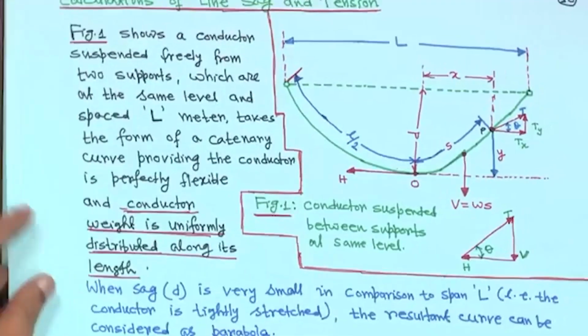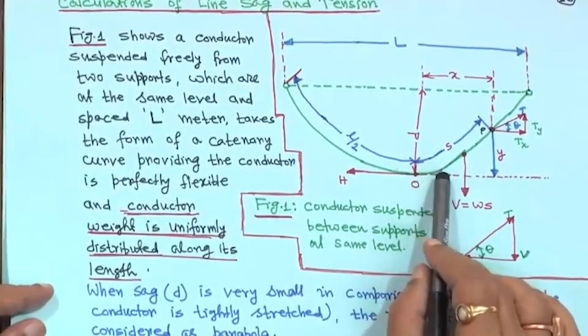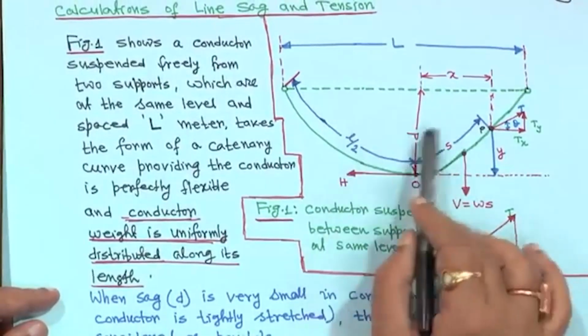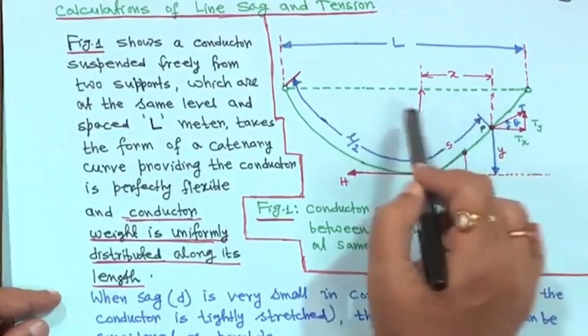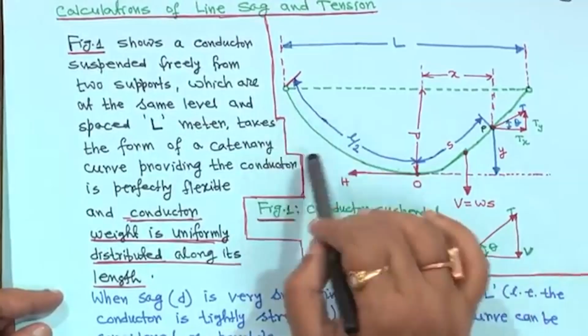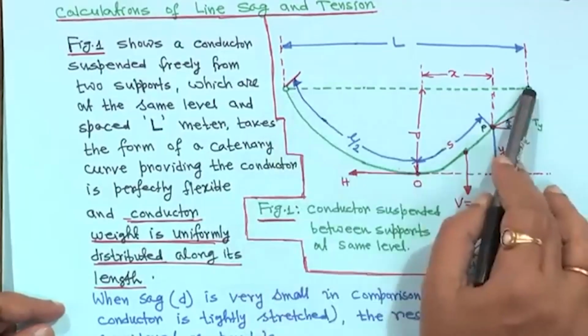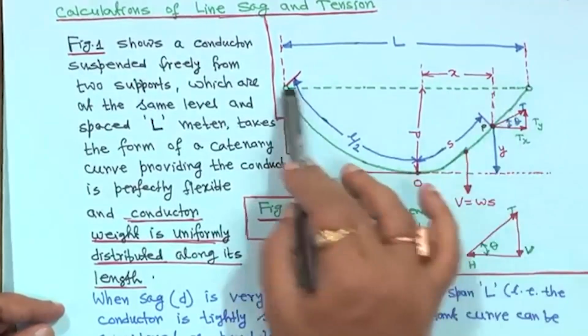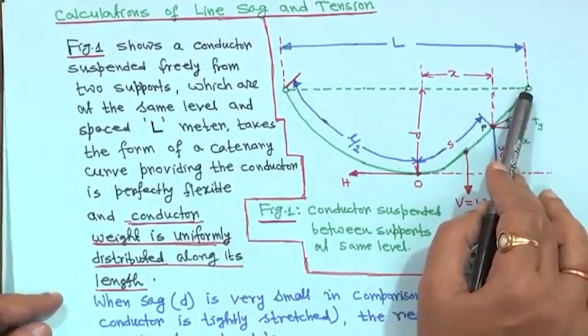Now, calculation of line sag and tension. Actually, we have taken a catenary shape. These are symmetrical, although my handwriting is slightly this way, but this side and this side it is symmetrical, right. So, suppose these are both the sides, this is tower side, this one and this one, they are of equal height, right.